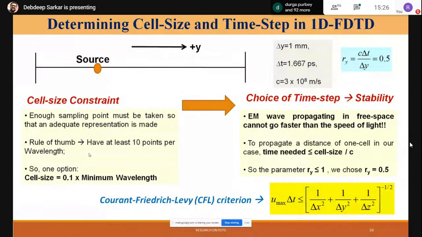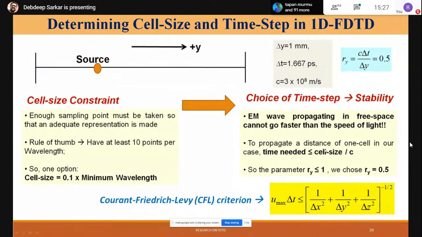So to propagate a distance of one cell, it needs a time of cell size divided by c. This is the time needed in the free space situation. So we have to choose this delta t accordingly, and the quantity ry, if you recall the previous equation, there was this quantity c delta t upon delta y. This we have to choose. In our case, we chose it less than 1, like 0.5.